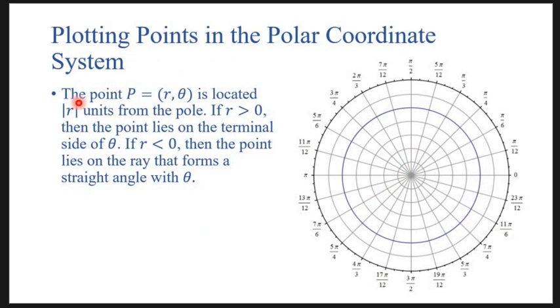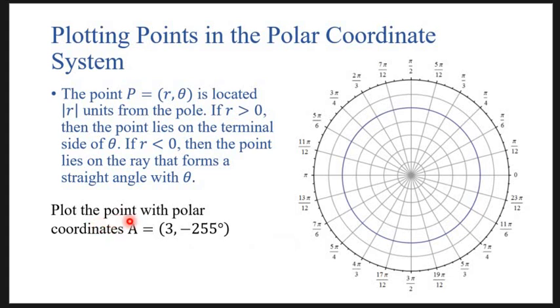Let's take a look. The point P equals r, theta is located the absolute value of r units from the pole. If r is positive, then the point lies on the terminal side of theta itself. On the other hand, if r is negative, the point lies on the ray that forms a straight angle with theta. So for negative radii, we are going to go to the ray that forms a straight angle with theta and go the absolute value of r units from the pole on that ray. So let's plot some polar coordinates.